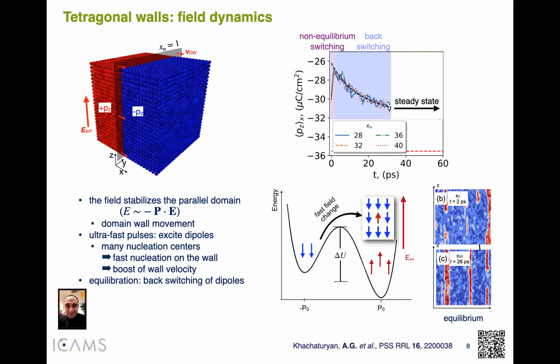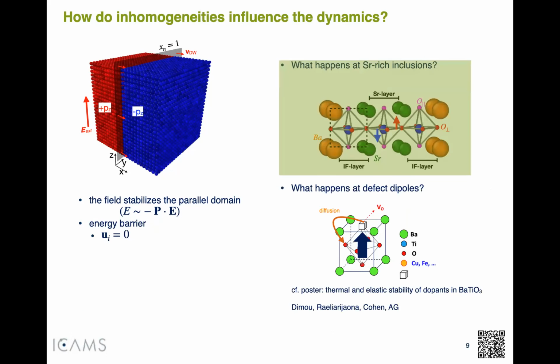Okay, so this was the story about the initial acceleration, but we also wanted to look at the opposite: what may hinder the motion, or how can we modify it? And therefore we looked at two different kinds of inhomogeneities in our system. First of all, strontium-rich inclusions, and second, defect dipoles in the system. So again, we would expect that if we shift the domain wall, there's a certain energy barrier, and that these defects or inhomogeneities somehow modify this energy barrier.